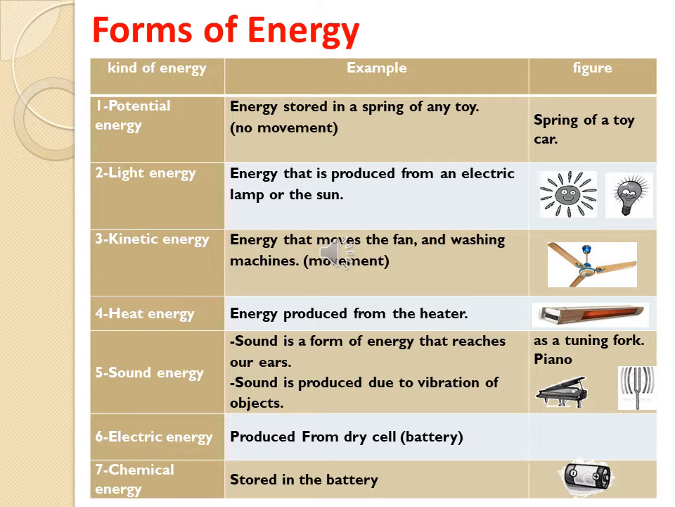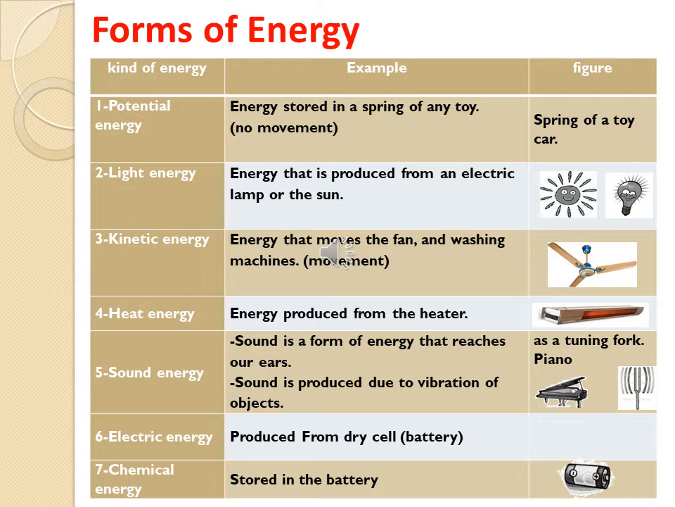Forms of energy or kinds of energy. The first kind we will talk about is the potential energy. It is the energy stored in a spring of any toy while the toy is not moving, like the spring of any toy car. Light energy. It is the energy produced from the sun or any electric lamp. Kinetic energy. It is the energy that moves the fans or washing machines. It helps any object to move.